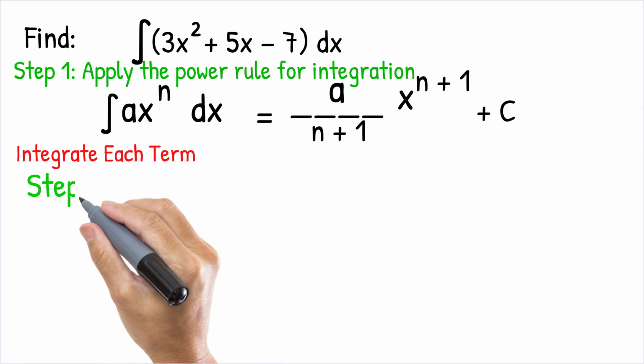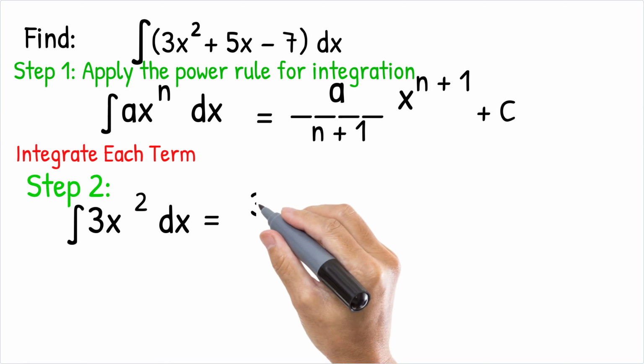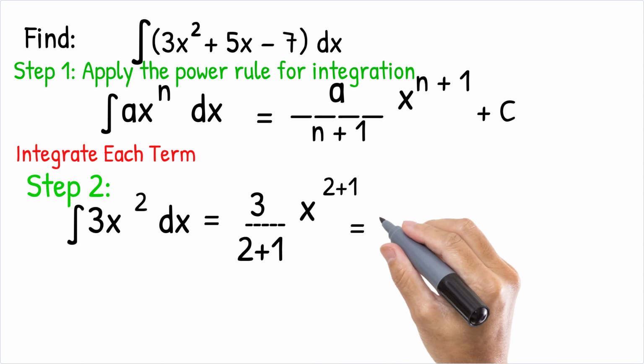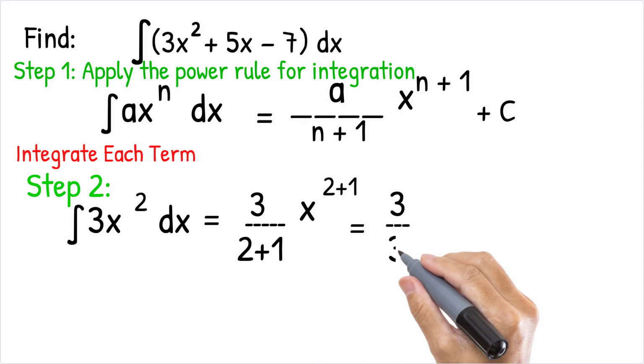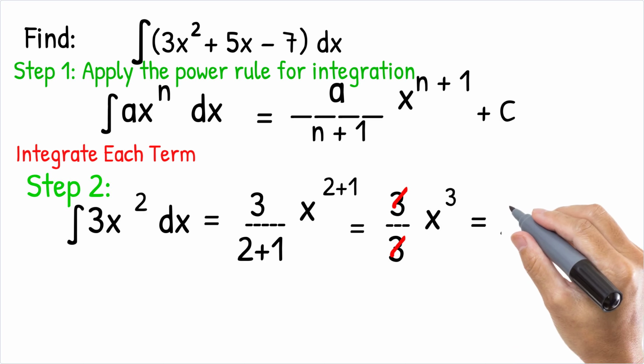Step 2. Integrating 3x squared, which equals 3 times x^(2+1) over 2 plus 1, which is 3 over 3 times x cubed. Simplify 3 and 3, which equals x cubed.